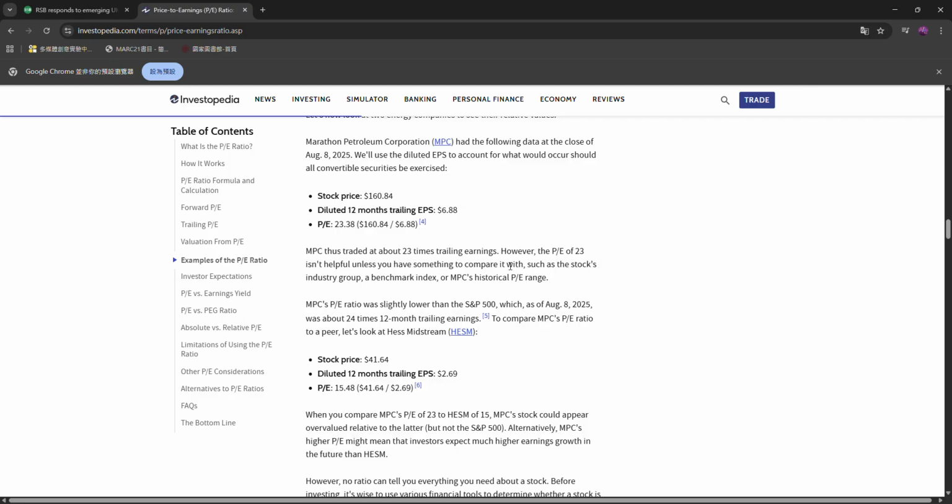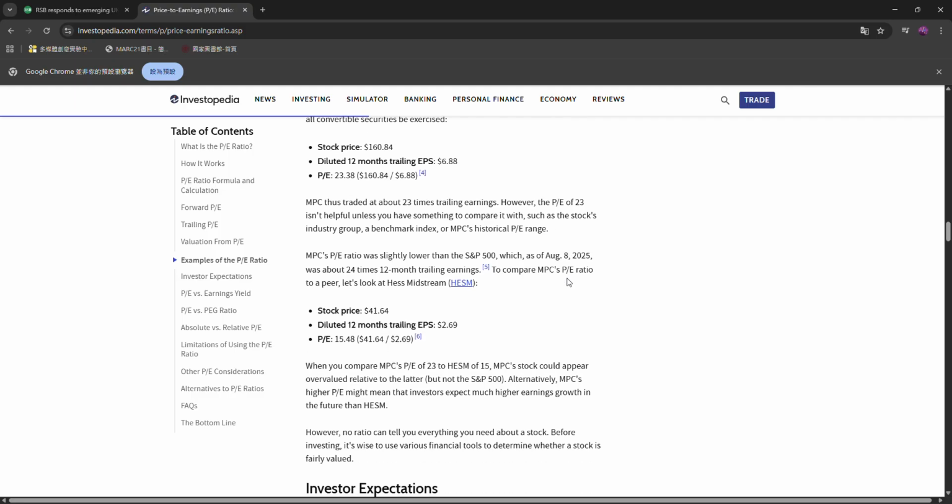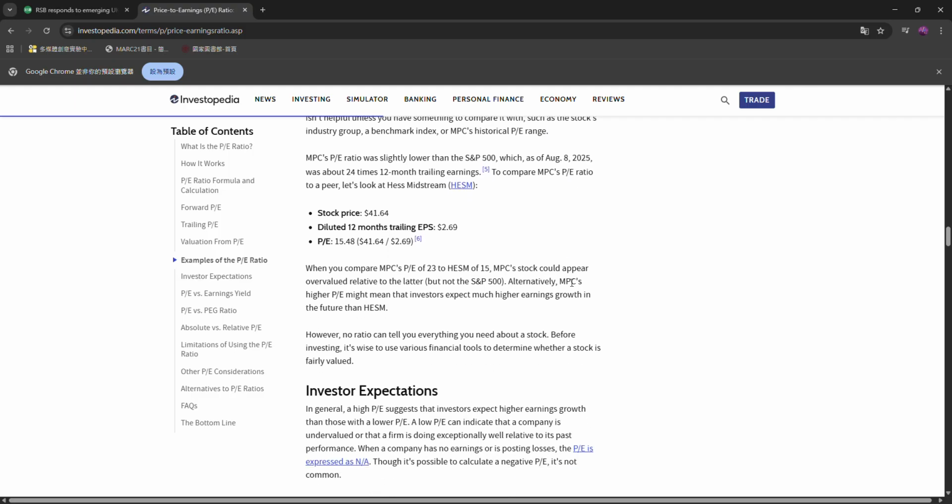However, the PE of 23 isn't helpful unless you have something to compare it with, such as the stock's industry group, a benchmark index, or MPC's historical PE. PE range. MPC's PE ratio was slightly lower than the S&P 500, which as of August 8, 2025, was about 24 times 12 months trailing earnings.